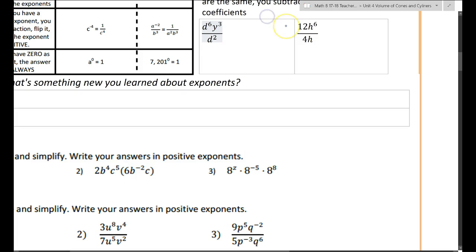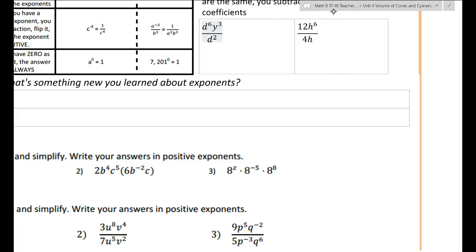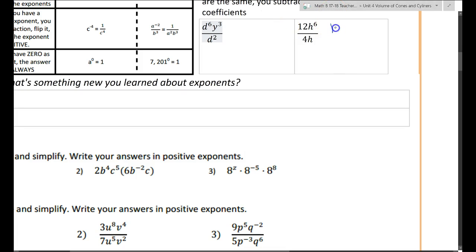And if we do the same thing over here, I'm going to divide. I'm going to break these into the pieces that they are. So I have the 12 divided by 4, I have h to the 6th over h. 12 divided by 4 is 3. h to the 6th divided by h to the 1st, oh, that's not a multiplication symbol, is going to be h to the 5th because I'm subtracting.